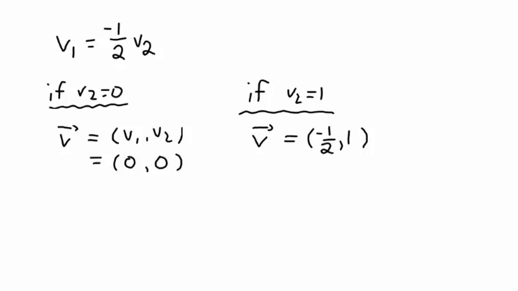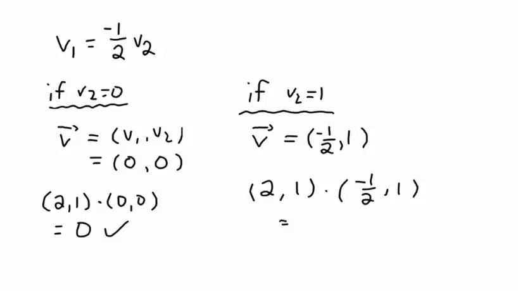The last thing we have to do is show that U dot V in each of these cases is equal to 0. So let's go ahead and do that. For our first vector, which is the 0 vector, clearly we can see that the dot product of these two vectors is going to be equal to 0. So the property is satisfied in this case. For our second vector, taking the dot product, we have 2 times negative 1/2, that gives us negative 1, and then 1 times 1 for 1. So yes, the property is satisfied for the second vector, negative 1/2 comma 1. So we have our particular counterexample.